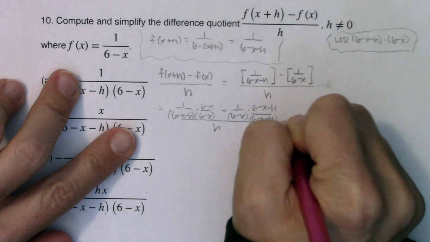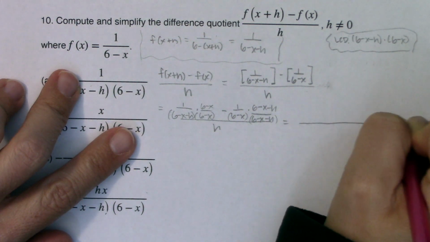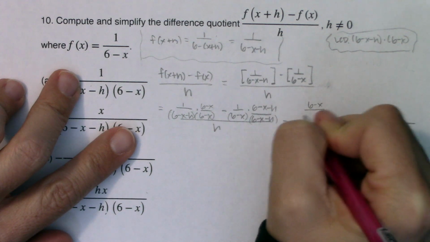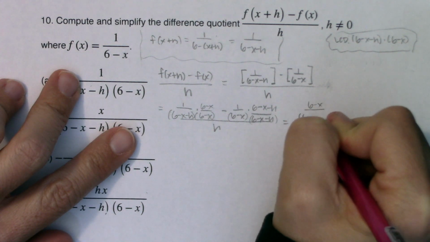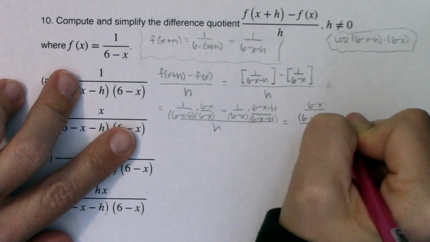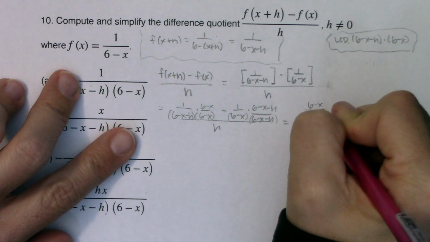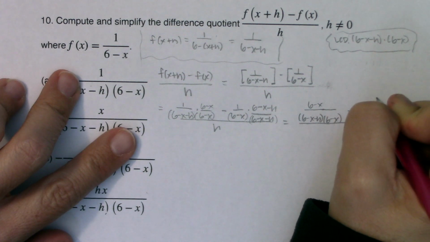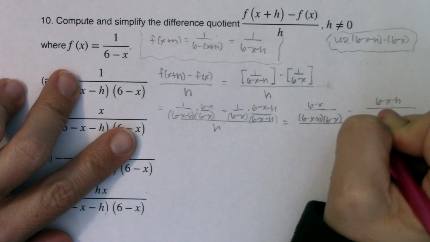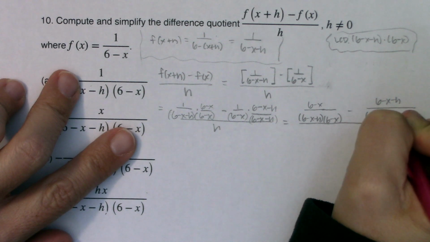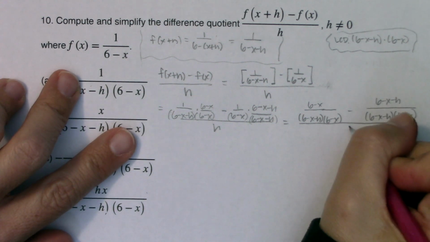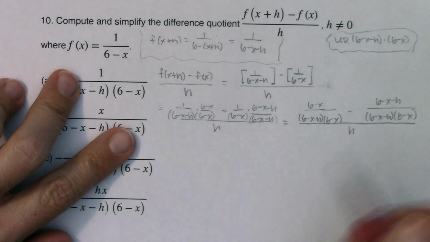So let me just clean this up a bit. I'm writing pretty small because there is so much algebra involved. So we have 6 minus x here, and then we have 6 minus x minus h, 6 minus x, okay, this is going to be 6 minus x minus h here, and then we have 6 minus x minus h, 6 minus x. So, oops, let me not forget this divided by h thing here.